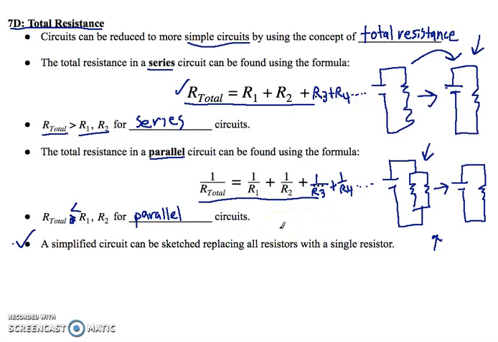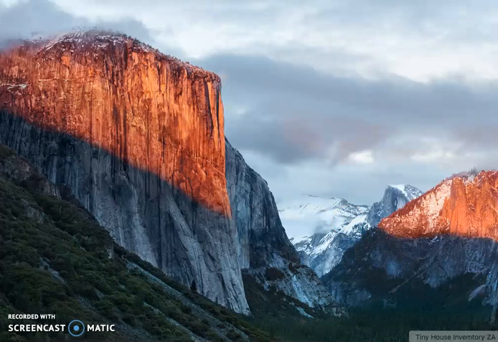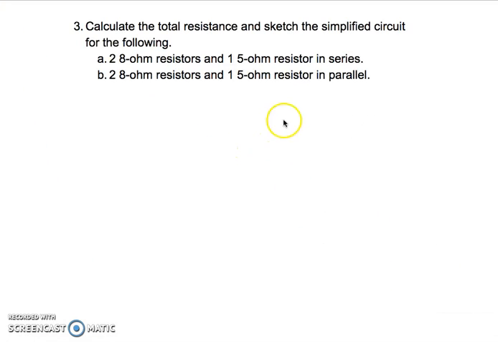Okay, that's the idea behind total resistance. Now let's see a problem with this. Here is the problem. Before I go through it, make sure you take an attempt at solving it. Okay, so I'll go through this. It says calculate the total resistance and sketch the simplified circuit for the following.